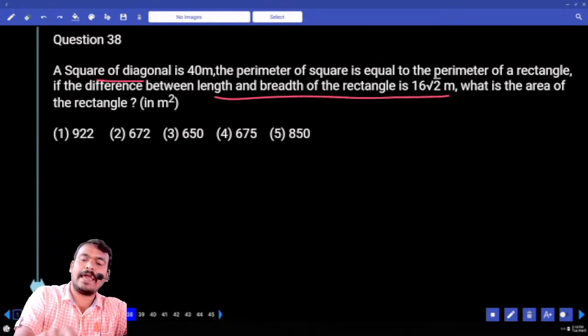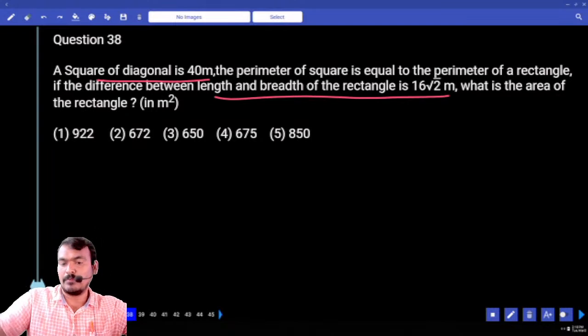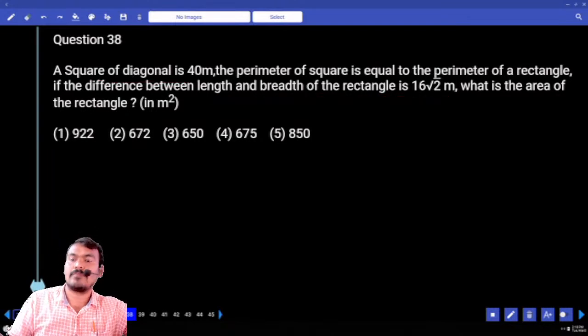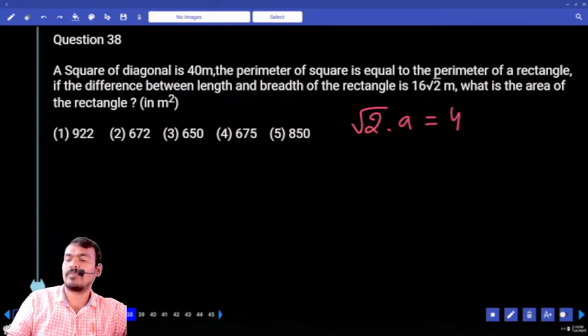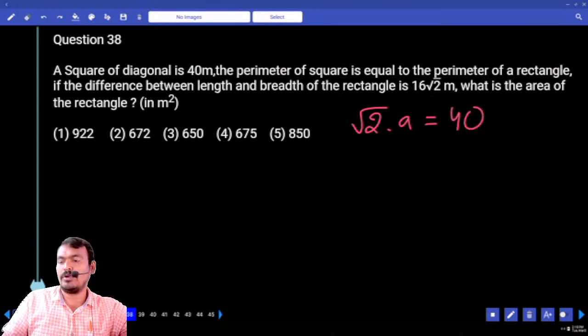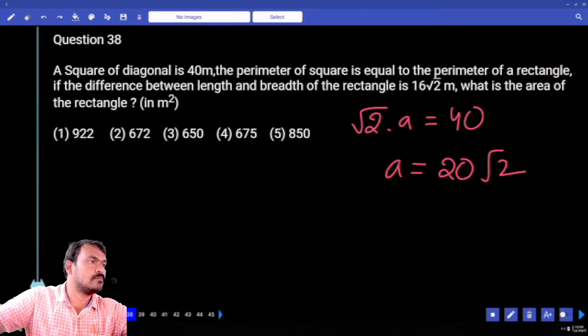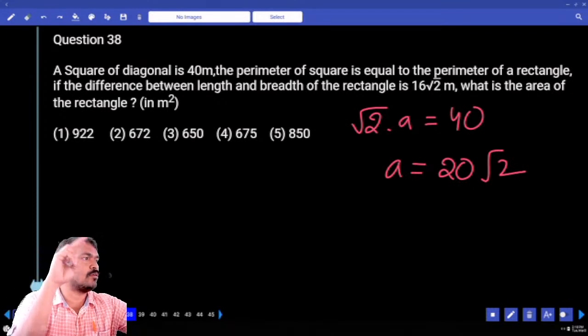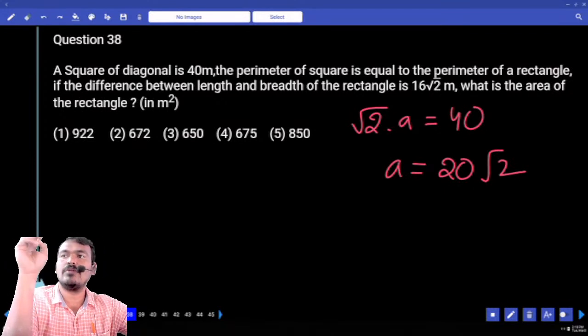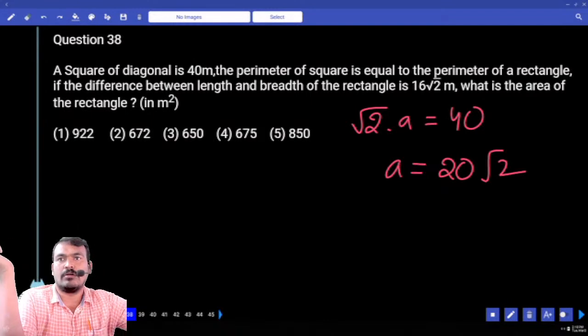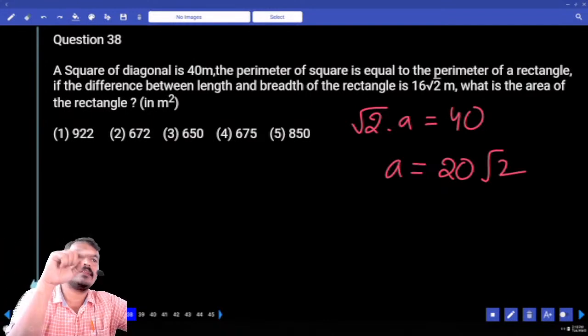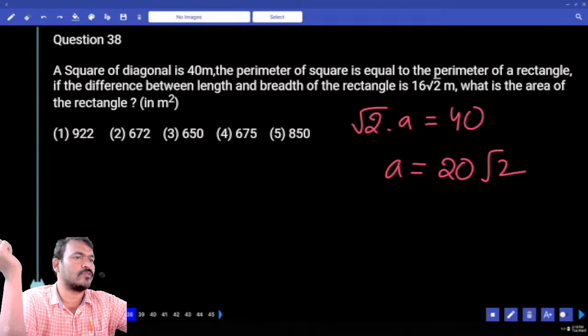First one, square diagonal is given how much? 40 meters. What is the square diagonal formula? Root 2 into A. It is equal to how much value? 40 or not? Root 2 into A equal to 40 means A value is 20 root 2 or not? 40 nothing but we write 20 into 2 or not? Again 2 nothing but we write root 2 into root 2 or not? Left hand side root 2, right hand side root 2 cancel. Then A equal to how much value?